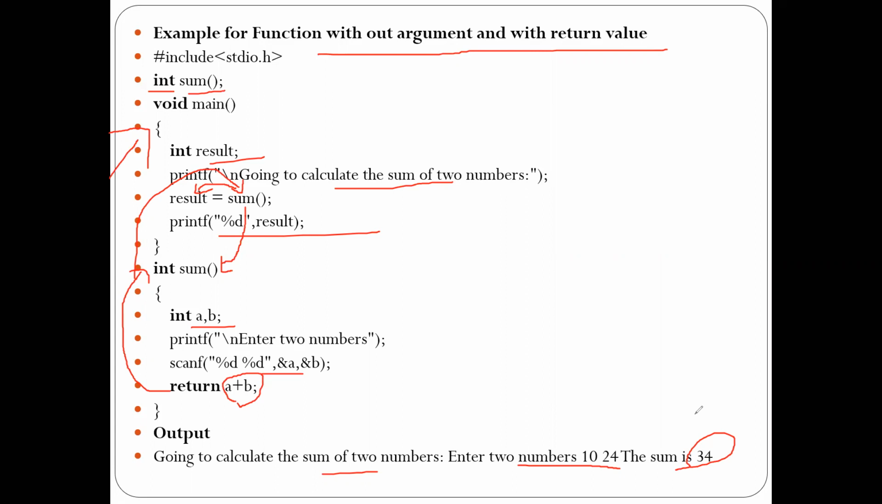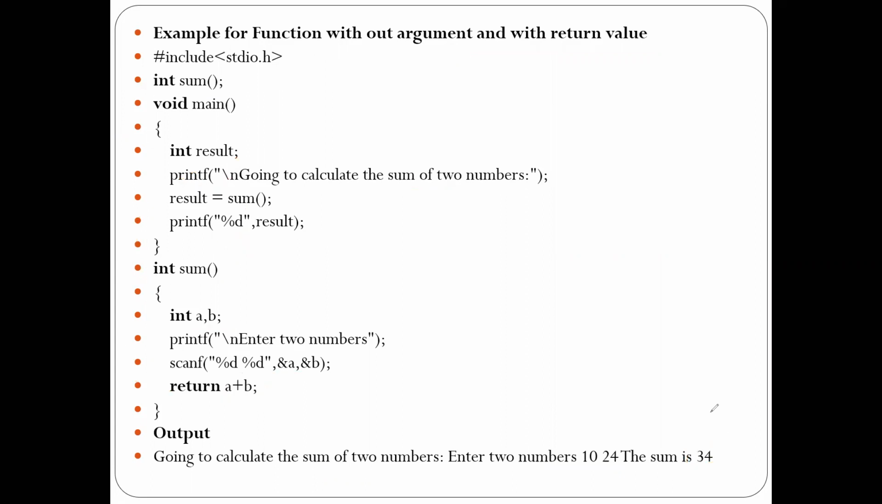That is what I am trying to tell about the function without argument. The function is not going to pass any value, but it is going to return a value. Remember that the function will return only one value. That can be any data type. That is not a problem.